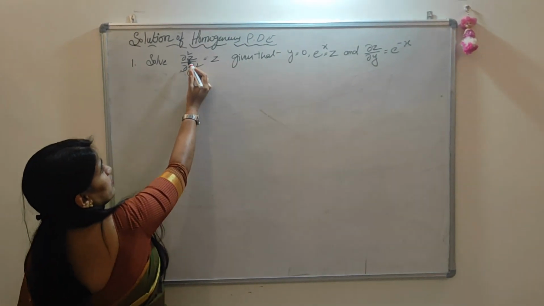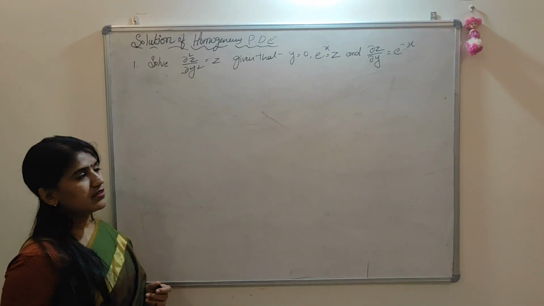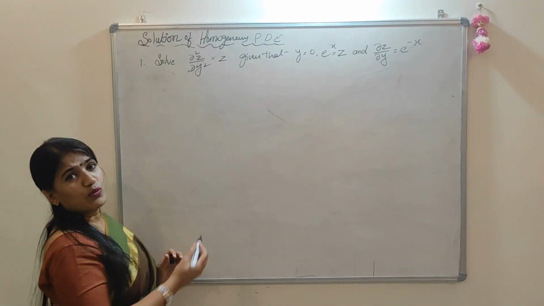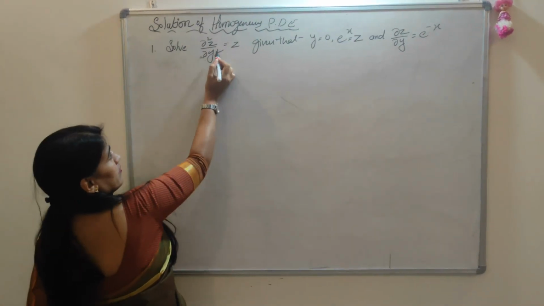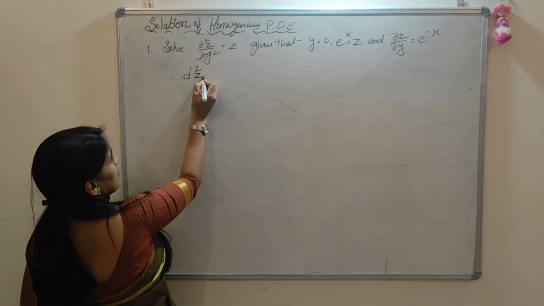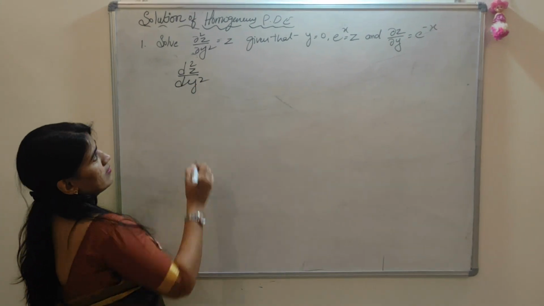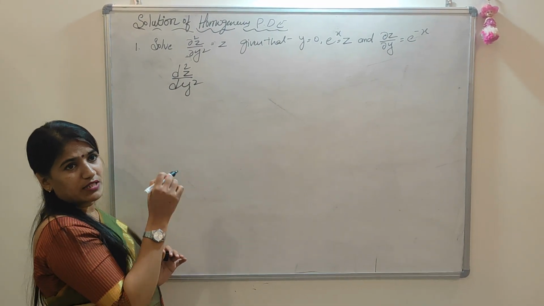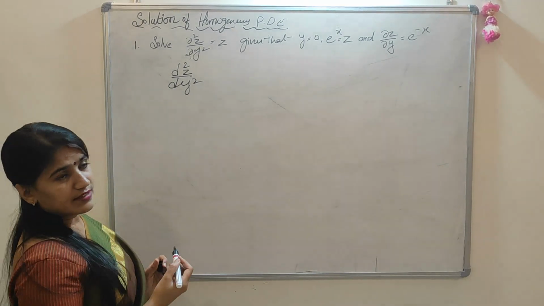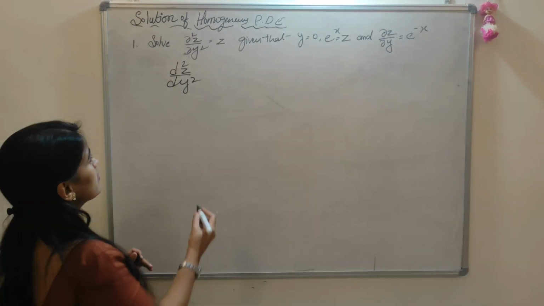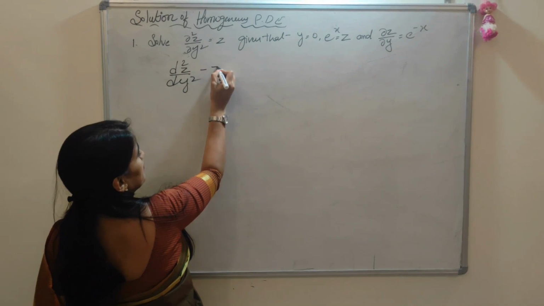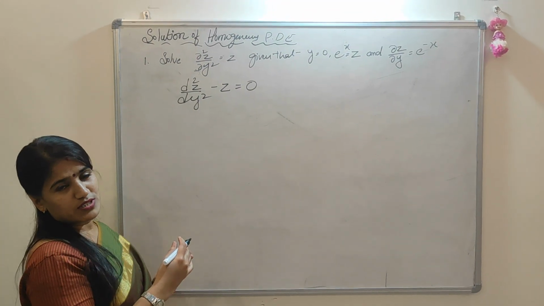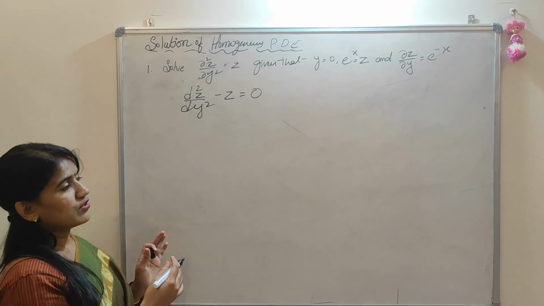See, you can observe here ∂²z/∂y². Here the partial derivative of second order is with respect to y only. So we can write it as d²z/dy². z is differentiated twice with respect to one variable, that is y only. I can write it as d²z/dy², and shifting z to the left side, minus z equal to 0.